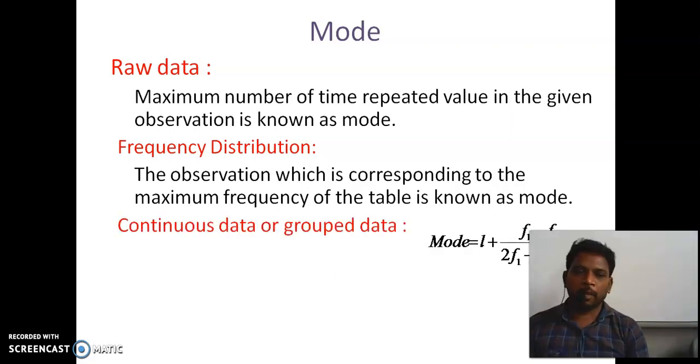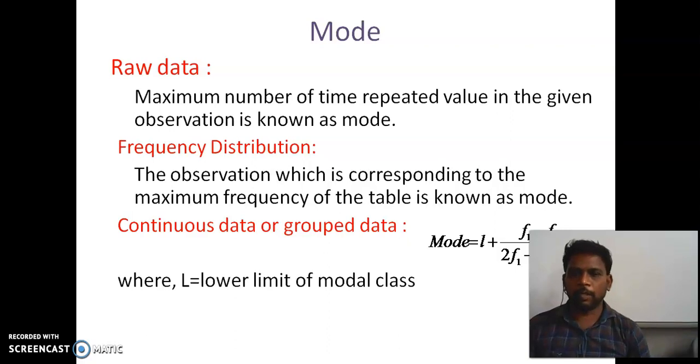And for continuous data, a formula is available: mode equals L plus (f1 minus f0) by (2f1 minus f0 minus f2) into h. That is the formula for continuous or grouped data. So what are L, f1, f0 and the rest? L is the lower limit of the modal class. Just as in median we found the median class and took L as its lower limit, here L is the lower limit of the modal class.